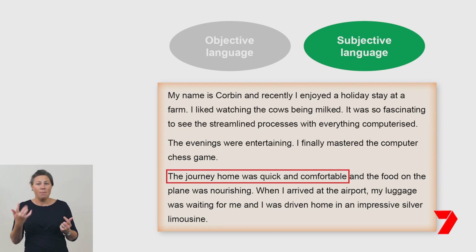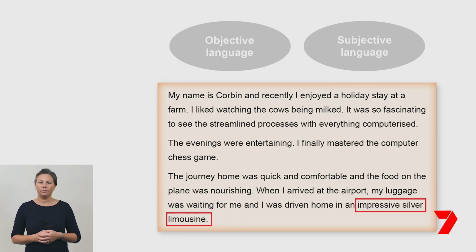Not everyone might agree that the journey home on the plane was quick or comfortable. Subjective language helps the reader understand the author's point of view about the journey, which is represented in a positive way through the use of the words quick and comfortable.